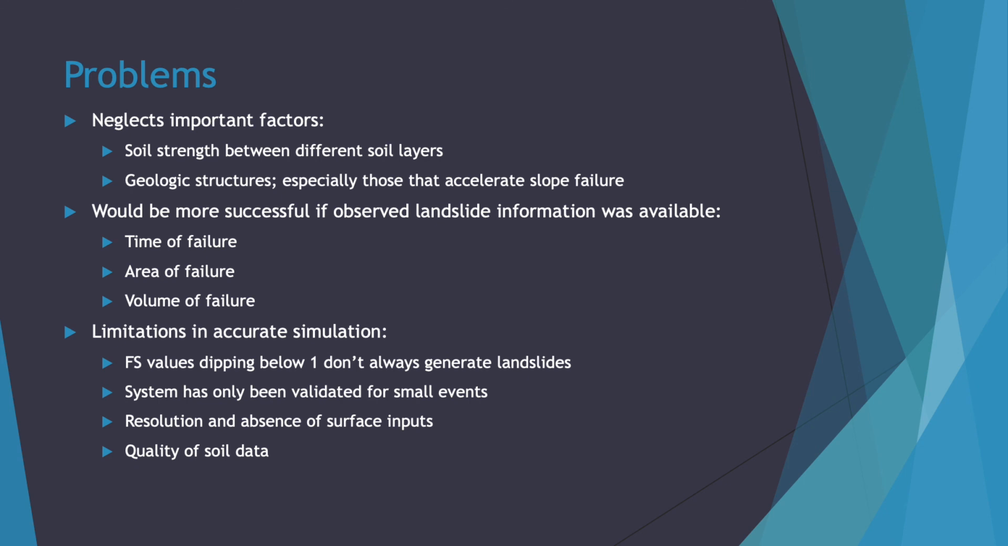There have been limitations with using the early warning system, such as it is typical that FS values dipping below 1 don't always generate landslide conditions, and the system has only been validated for small, localized events. The researchers realized that the resolution and absence of certain surface inputs can vary, creating inconsistency, and the quality of soil data can limit soil stability calculations.